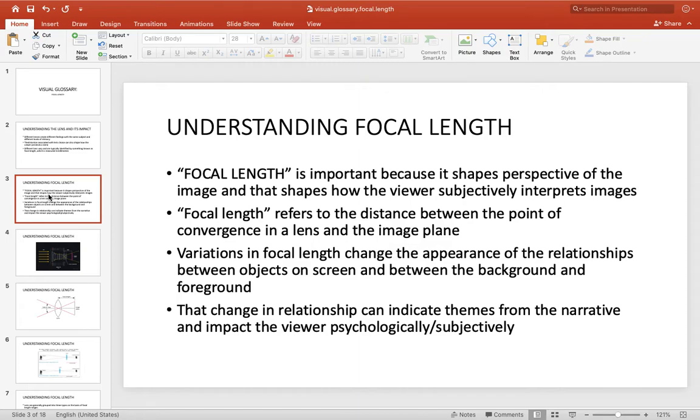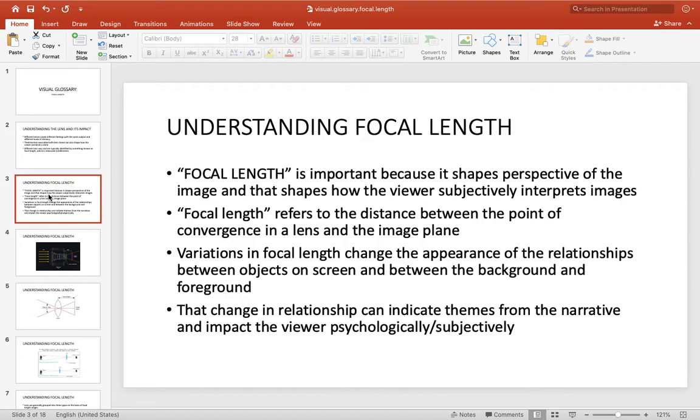So focal length is important because it shapes perspective, and that shaping of perspective has a kind of psychological impact on the viewer. Okay, and I will give you specific examples so you can see what I mean, right? But before that, let's look at the specifics of the mechanics of focal length, right? Focal length refers to the distance between the point of convergence in a lens and the image plane. Okay, what exactly does this mean? What does this mean?